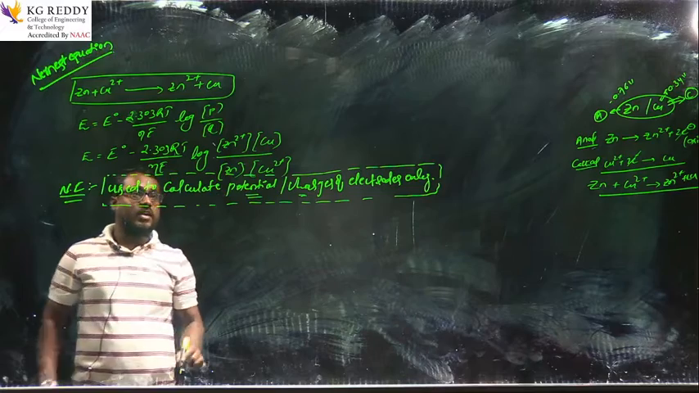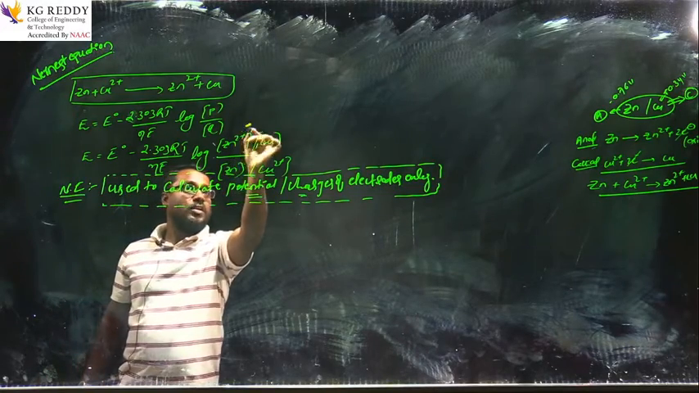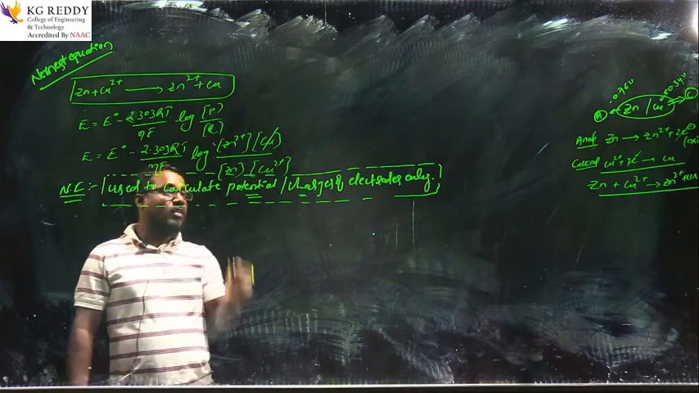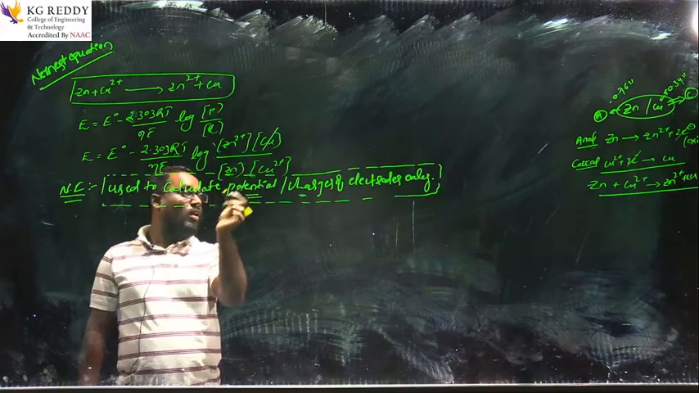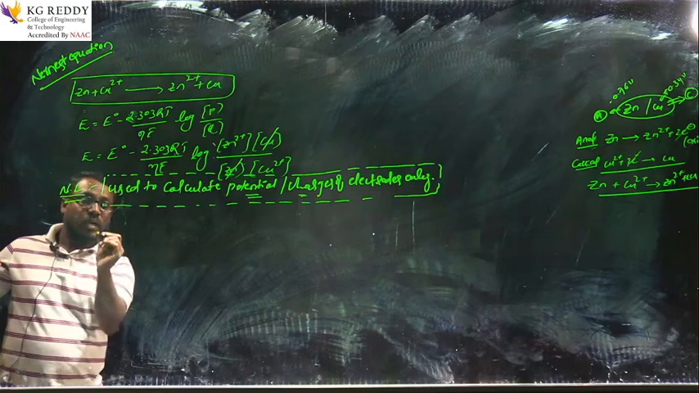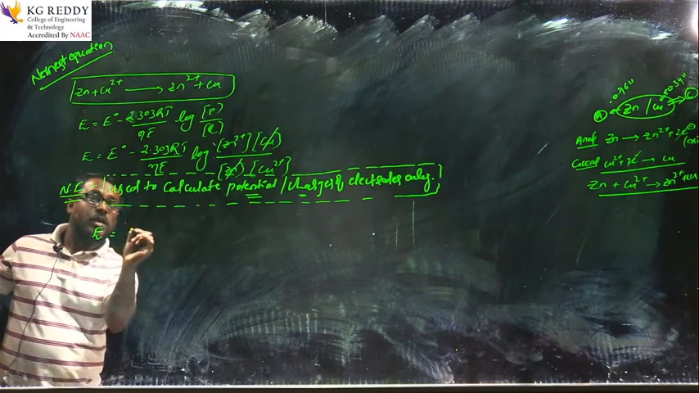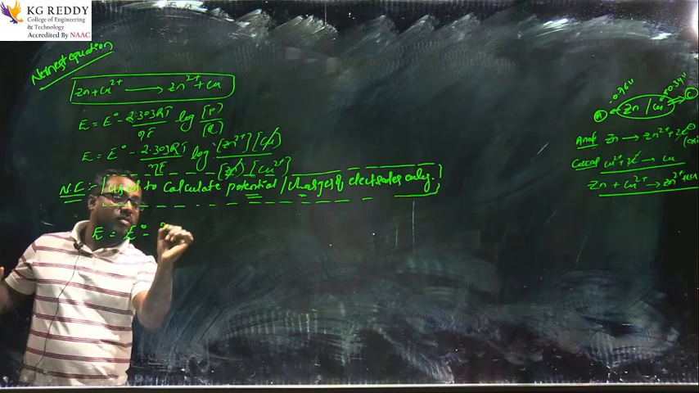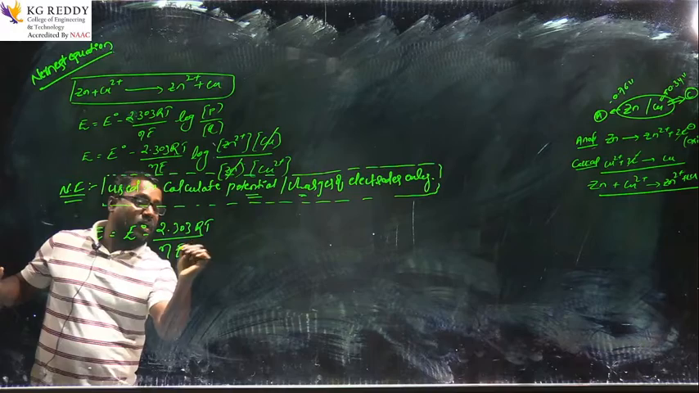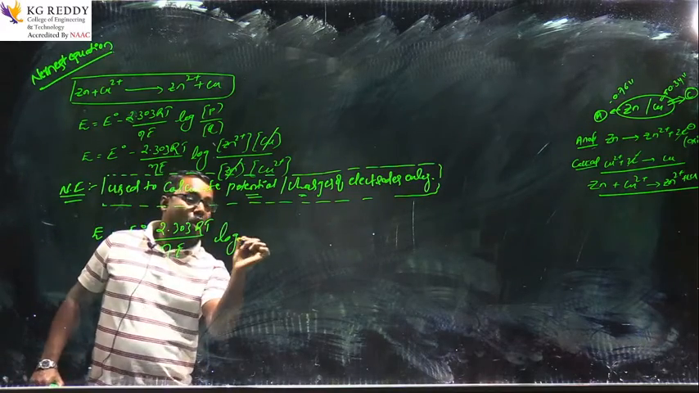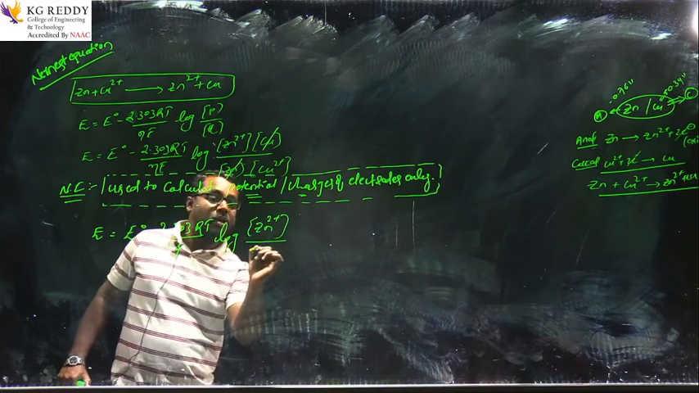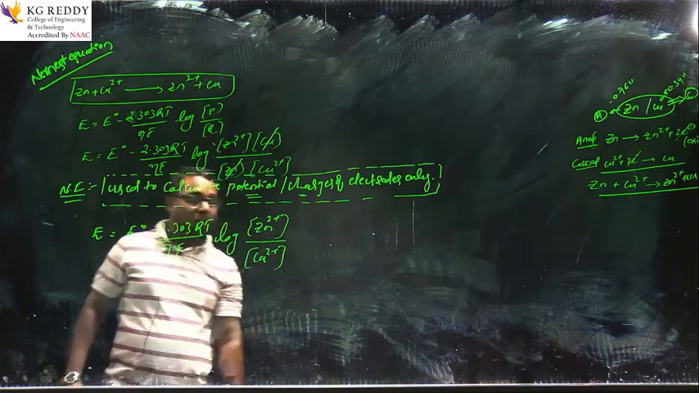For example, in this reaction, zinc ion will have a potential, which we can calculate with the Nernst equation. But solid copper doesn't have any charge or potential, so we can cancel it. The solid zinc also doesn't have any charge or potential, so we can cancel it. The Cu2+ will have the charge. Therefore, the above equation becomes E equals E naught minus 2.303 RT by nF, log of concentration of Zn2+ divided by concentration of Cu2+.